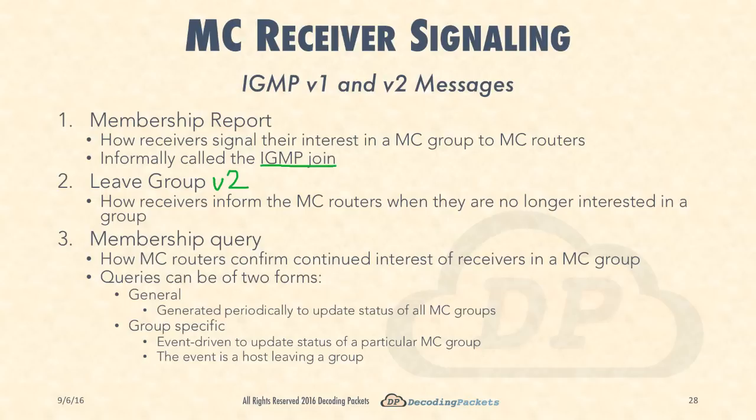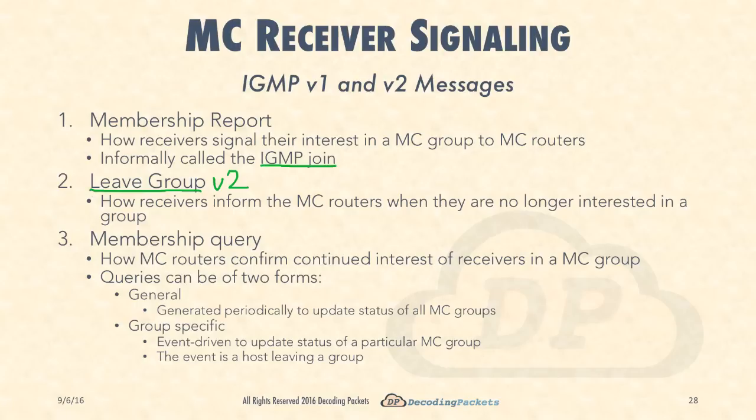The last message here is the membership query message. This is how the multicast routers confirm continued interest of receivers in a multicast group. And we'll see how this actually fits in. But usually there are two types of queries. All you're trying to find out is, do receivers still want to keep receiving traffic from a group? And remember, back in the days of version 1, there was no leave group message. That necessitated this anyway.